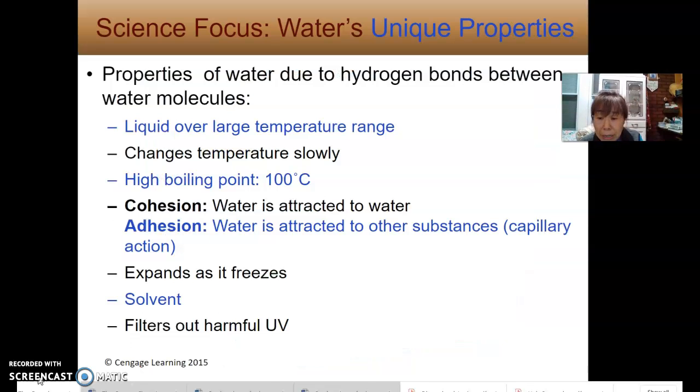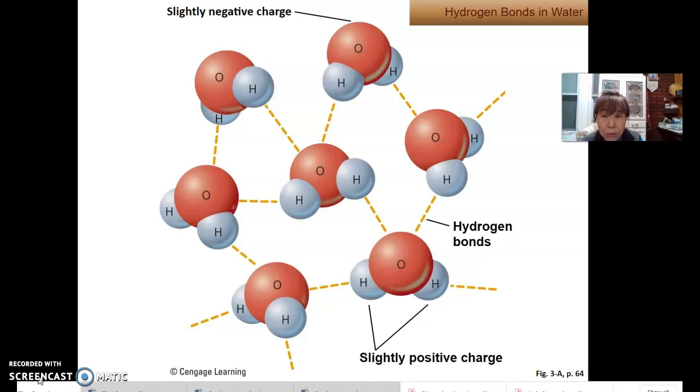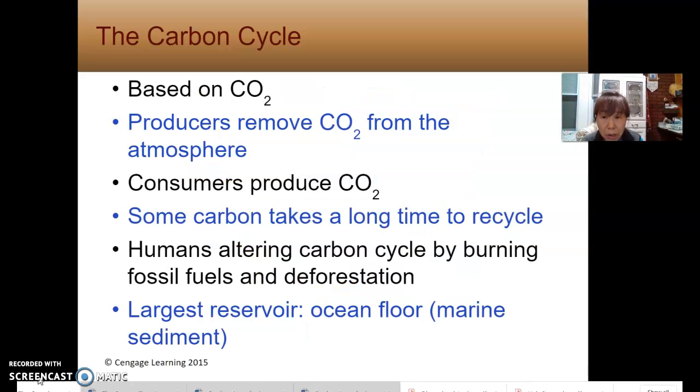And then also water is an amazing molecule. This part is a review. So cohesion, adhesion, and it expands as it freezes. It's a universal solvent. It also filters harmful UV light. What makes water amazing is the hydrogen bonds between the oxygen and the hydrogen of another molecule. Okay, I'm going to stop here. Next time we're going to learn the carbon cycle.